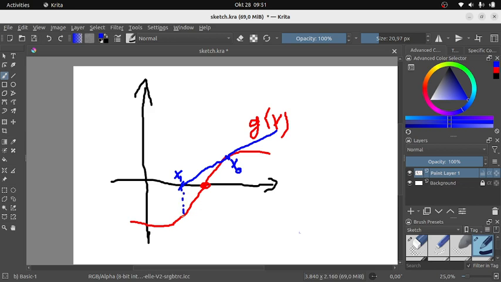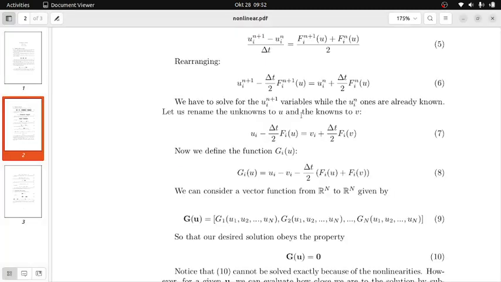You could pick the value here, and then you would again do something like this, and then you would find x2, and then you would keep going. And the hope is that you would eventually converge to the real root. But first, to do all of this, we need this function g, which vanishes when we have the solution that we want. And this is exactly what is done here.